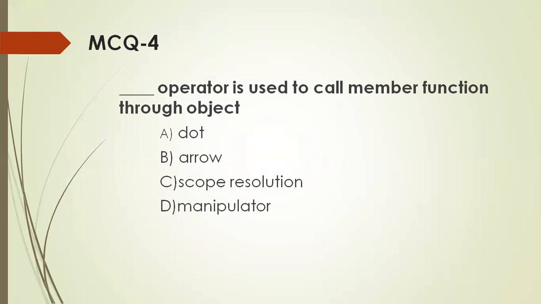Dash operator is used to call a member function through the object. Between the object name and the member function, I'm putting the dot. So dot represents an operator. The correct answer is A.